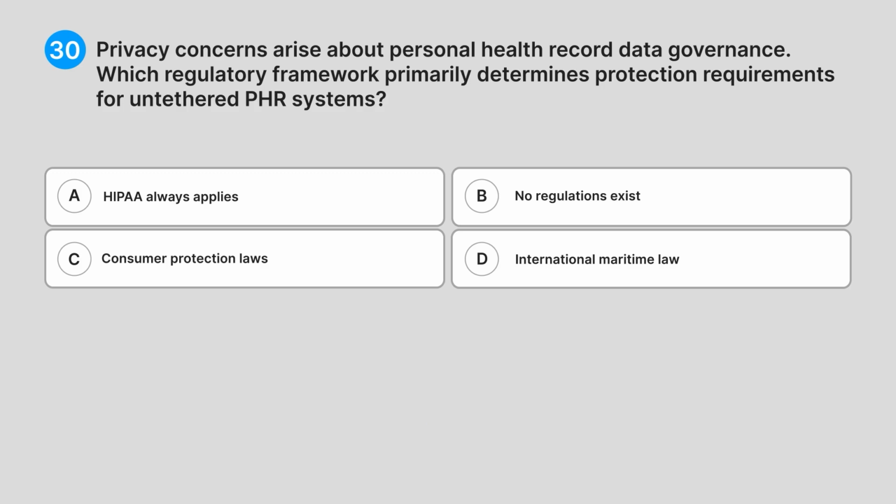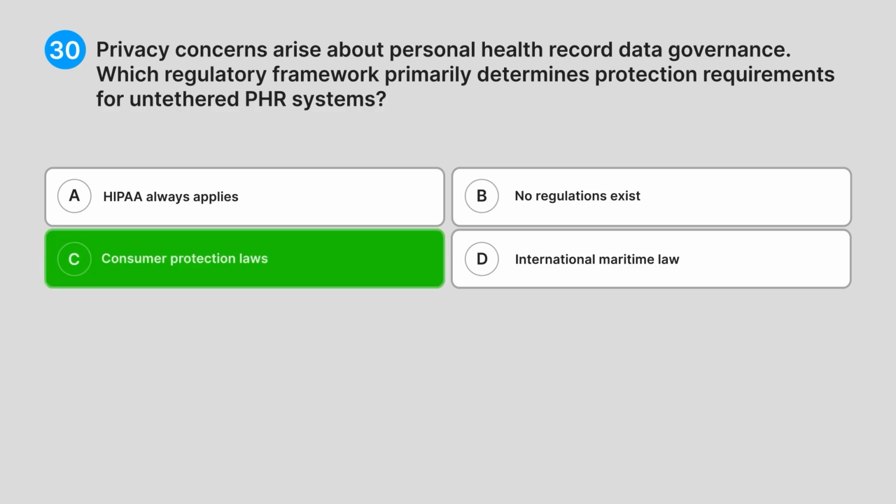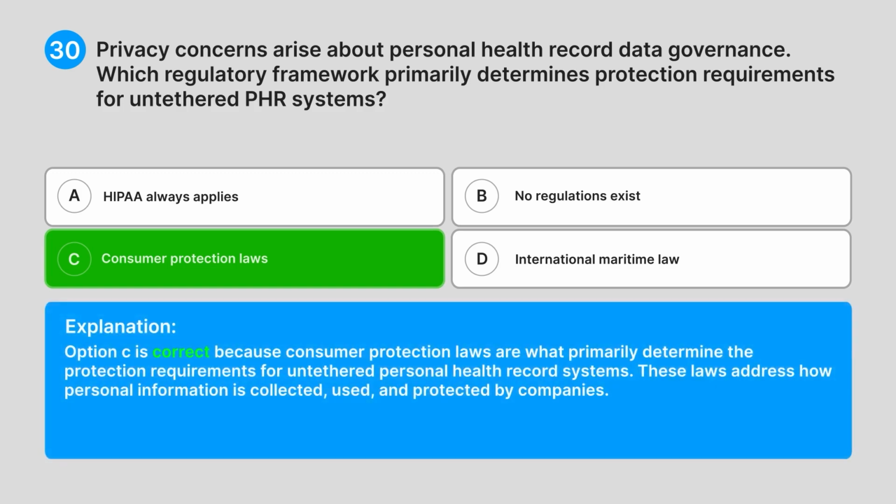Correct answer, C. Consumer protection laws. Explanation. Option C is correct, because consumer protection laws are what primarily determine the protection requirements for untethered personal health record systems. These laws address how personal information is collected, used, and protected by companies.